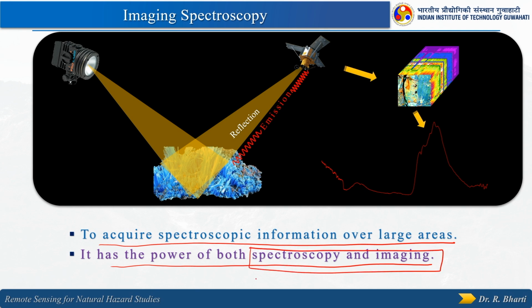In this case, you will be generating hyperspectral remote sensing images, right. That is also known as imaging spectroscopy. With this we will end this lecture. Today we have learned about microwave remote sensing and imaging spectroscopy. We will continue this topic in the next lecture, where we will learn more about hyperspectral remote sensing. Thank you.